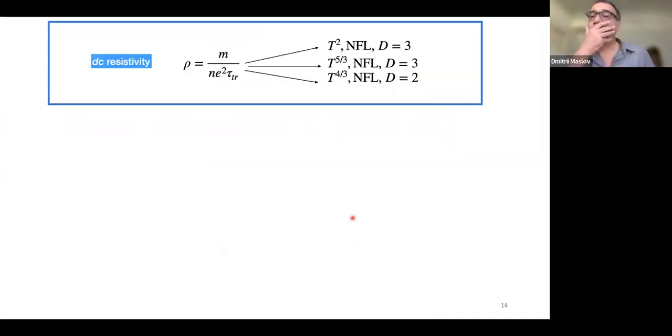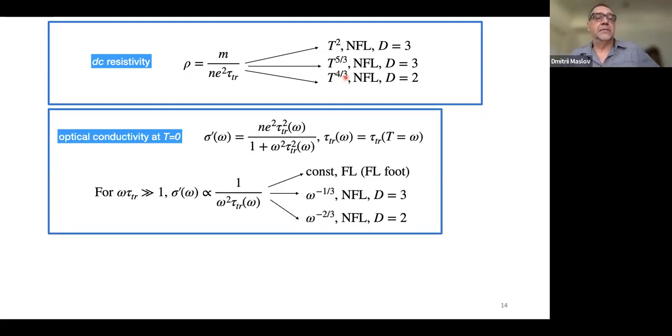Okay, so then these would be our first order predictions. We would expect that the resistivity of a Fermi liquid, not a non-Fermi liquid, scales as T squared. If we have a non-Fermi liquid of this type in three dimensions, then the exponent is 5/3. And if we have a non-Fermi liquid in two dimensions, then it scales as 4/3.